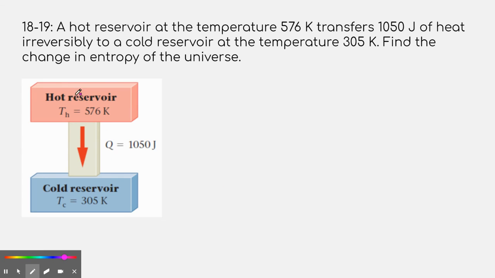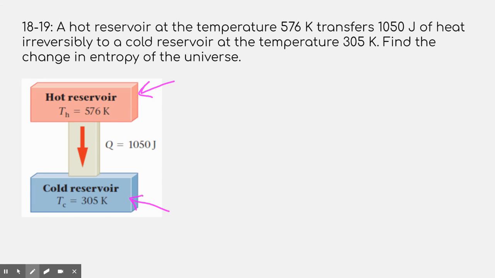So here we have our hot reservoir and we know the temperature. Here's our cold reservoir, which is at 305 Kelvin. And this is the amount of heat being transferred between the two. So we want to find the change in entropy of the universe. To find delta S, we're going to do a couple of things. So first, we're going to find the delta S for the hot reservoir. Then we're going to find the delta S for the cold reservoir. And then when we put them together, we're going to see what the change in entropy was for the universe.